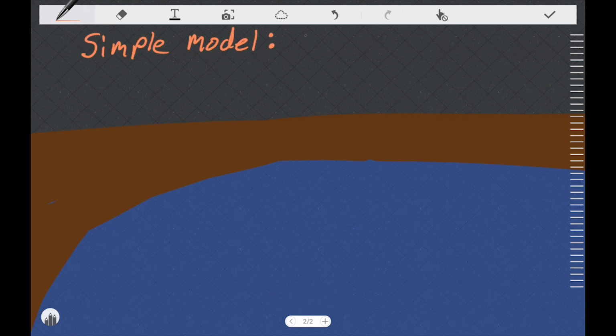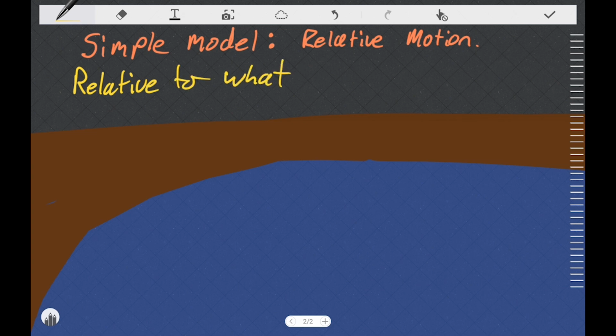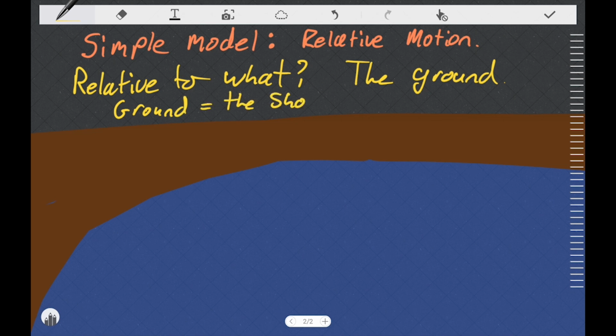We're going to call the technique that we're using to analyze this model relative motion. Now that name begs a certain question. Relative to what? And what I'm going to answer that with is the word, the ground. And for the purposes of this segment, we're going to say that the ground is a non-moving object, like the shore or the sea bottom.